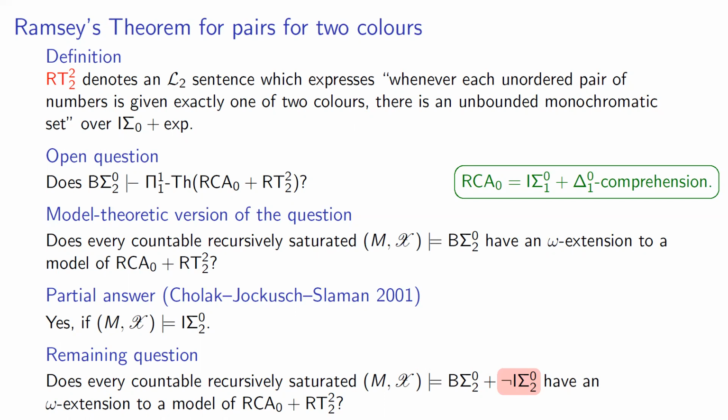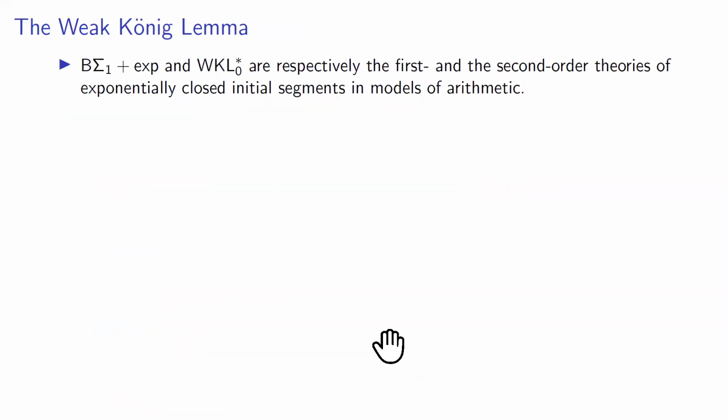Let's look at a case when these omega extensions tell us more about the theory. This is about the weak König lemma. Probably many of you know this pretty well, but anyway, I'll remind you of what the theory WKL0 star does. I have one sentence here which is intended to say that BΣ1 plus exp is a first order theory. The second order counterpart of it is WKL0 star. So this is one of the model theoretic meanings of WKL0 star.